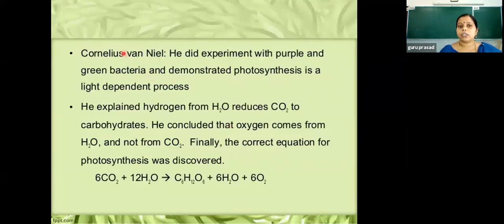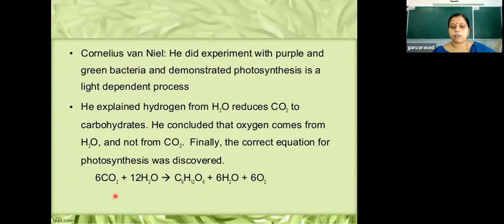Next, another scientist, Cornelius van Niel, performed an experiment on purple and green bacteria, and demonstrated that photosynthesis is a light-dependent process. He also proved that hydrogen from H2O reduces carbon dioxide to carbohydrates. And he also proved that oxygen comes from H2O, not from carbon dioxide. The oxygen present in the carbon dioxide is utilized in the formation of glucose, but the evolving oxygen comes from water, not from carbon dioxide. This is the one main thing proved by Cornelius van Niel.